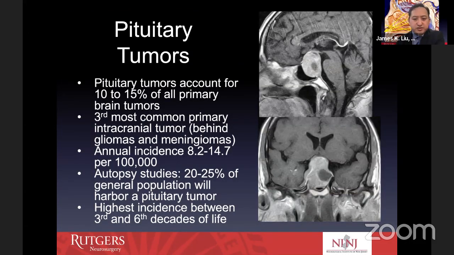So pituitary tumors are the workhorse for these lesions. These account for 10 to 15% of all primary brain tumors and are the third most common primary intracranial tumor behind gliomas and meningiomas. And they're more common than we think. According to some autopsy reports, about 1 in 4 or 1 in 5 in the general population will have a pituitary tumor. Of course, not all of these come to medical attention.